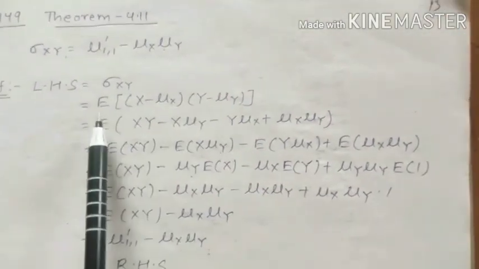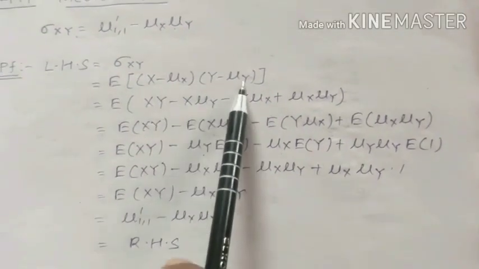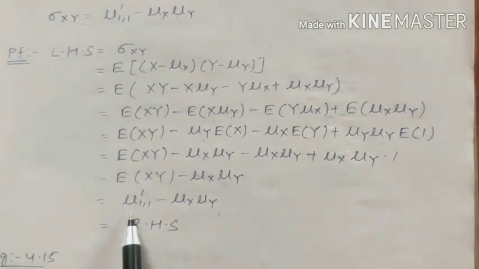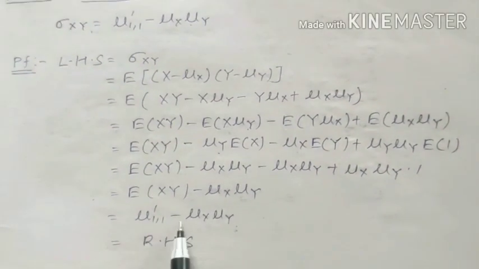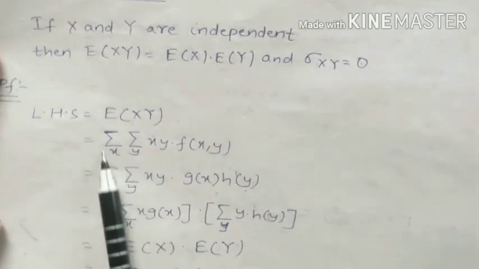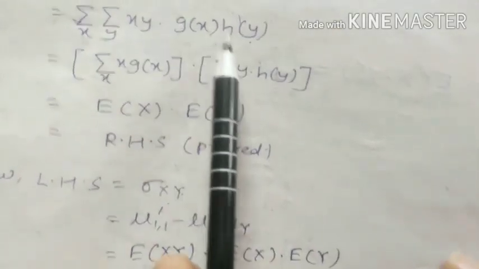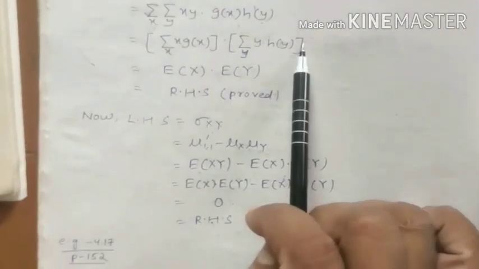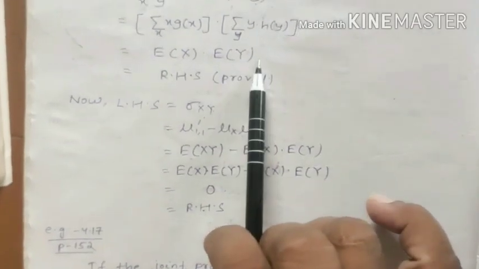Sigma xy is E of (x minus mu x) times (y minus mu y), and that you have to simplify. After that you get the result mu 1 1 dash minus mu x mu y, which equals the RHS. And then E of xy is equal to E of x times E of y. How can you prove this? Now E of xy can be taken as the summation of xy f(xy), the summation of xy g(x) times h(y), so f(xy) can be transformed to g(x) times h(y), and you have to separate it, and after that E of x times E of y.